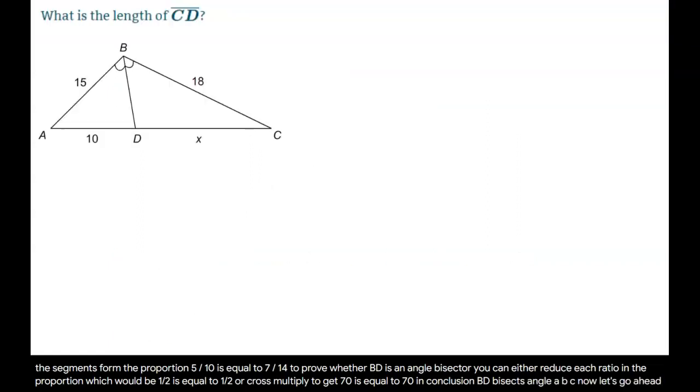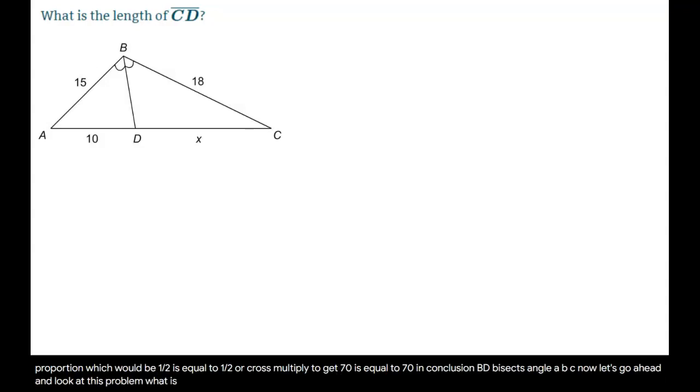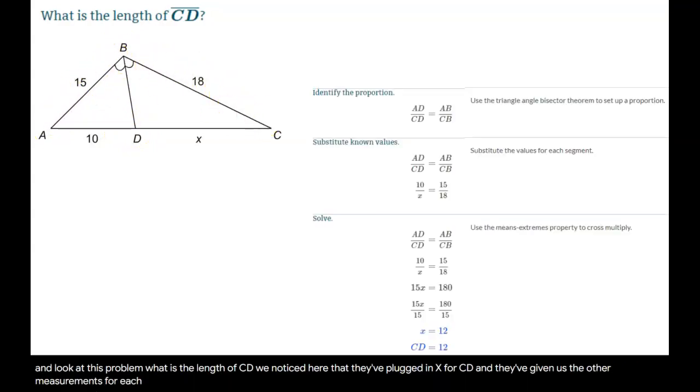Now let's go ahead and look at this problem. What is the length of CD? We notice here that they've plugged in x for CD, and they've given us the other measurements for each line segment. We can identify the proportion as AD divided by CD is equal to AB divided by CB. We'll use the angle bisector theorem to set this up.